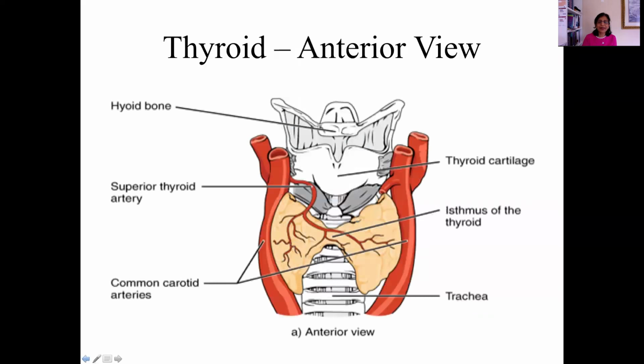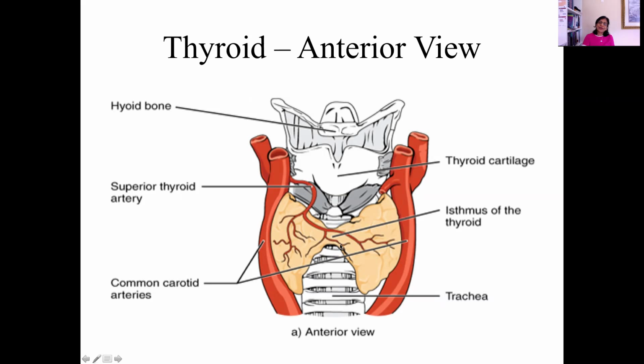Here, let's talk about the anterior view first. Anteriorly, most of the thyroid is visible, and it is situated below the hyoid bone and also below the larynx. The thyroid gland is made of two lobes, just one gland but two lobes, right and left, connected by a structure called the isthmus. It's richly supplied with blood.